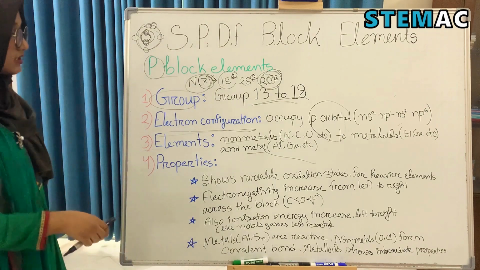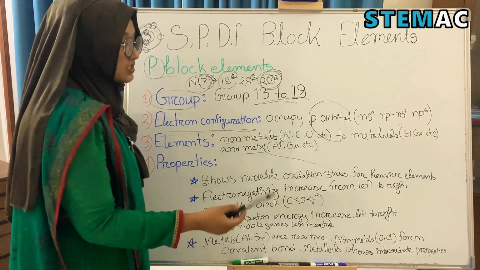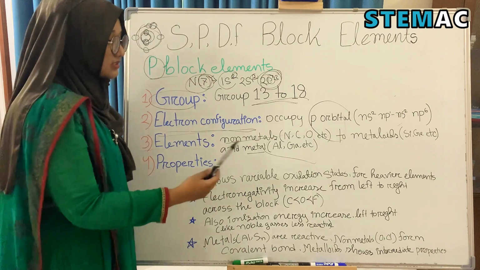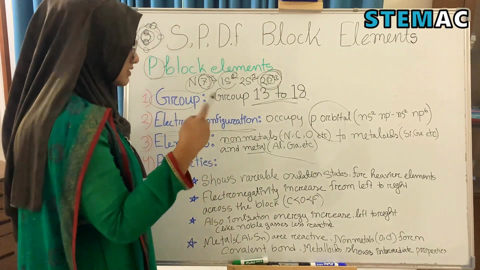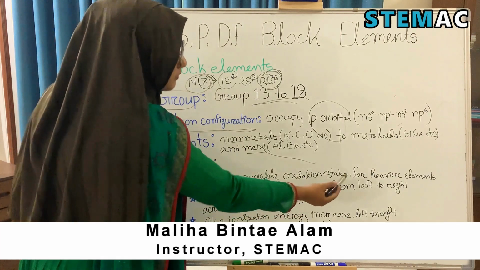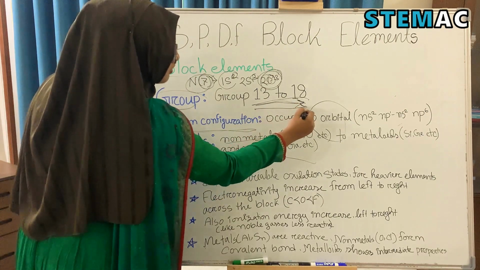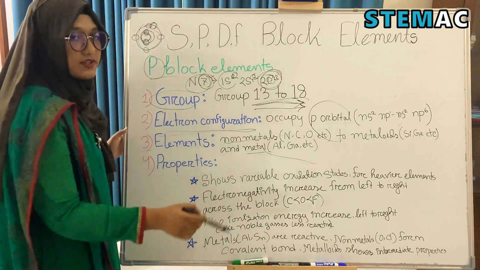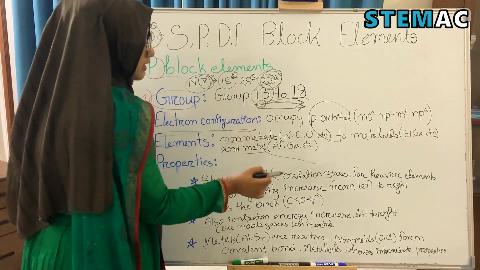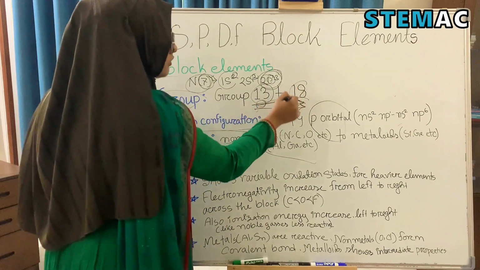And here for the properties, p block elements show variable oxidation states. For heavier elements, the electron number increases and the oxidation state varies continuously. Electronegativity increases from left to right, from group 13 to group 18. So group 13 has less electronegativity than group 18.